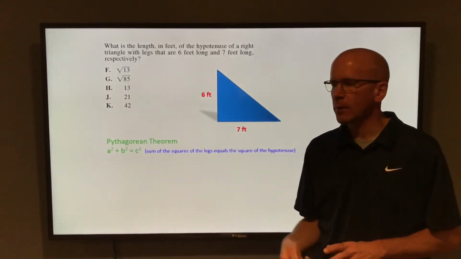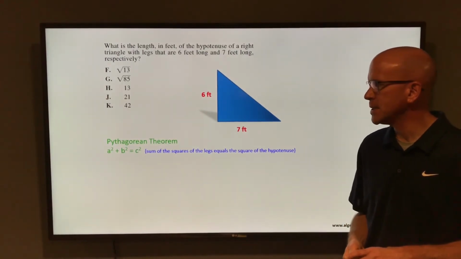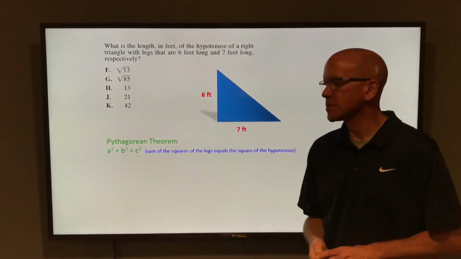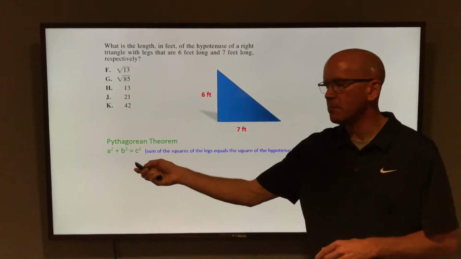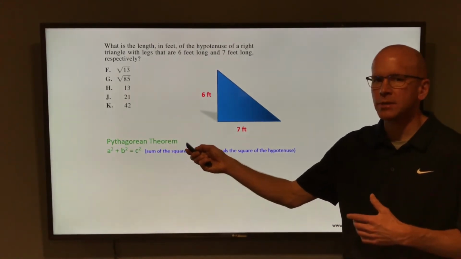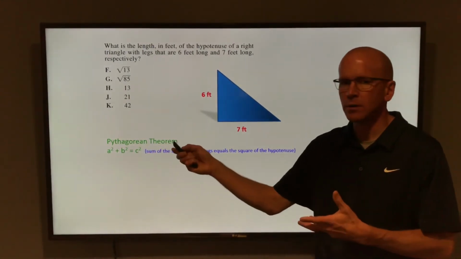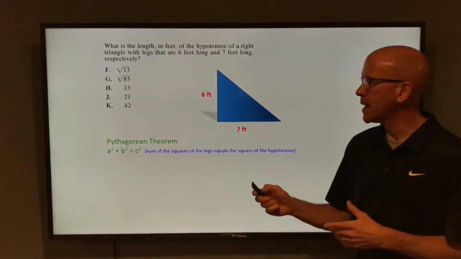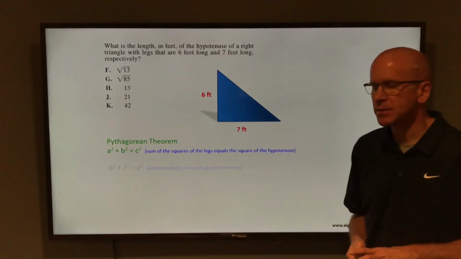Your old friend, the Pythagorean Theorem, is a squared plus b squared equals c squared. A and b are the legs. So 6 and 7 are the legs. Those go in as a and b. It does not matter which one goes in for a and which one goes in for b. What does matter is that the hypotenuse is c.